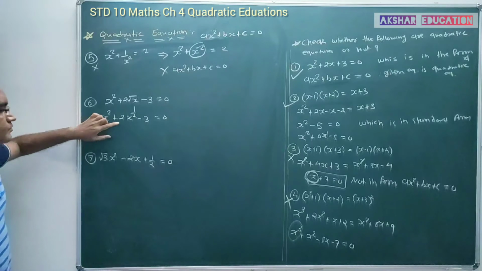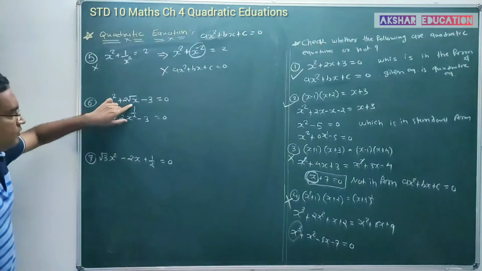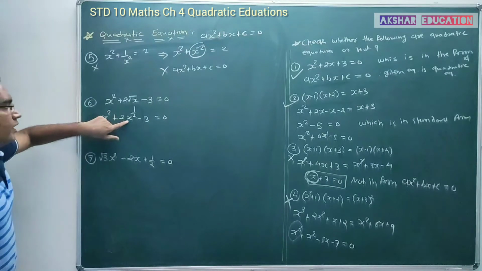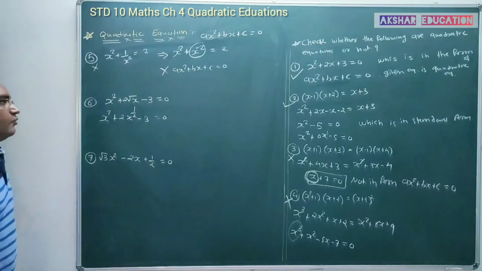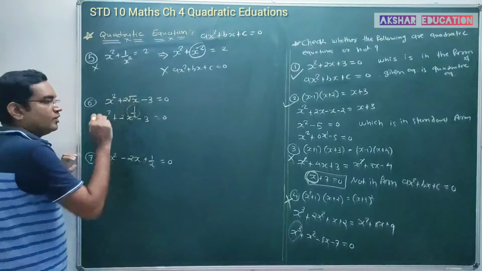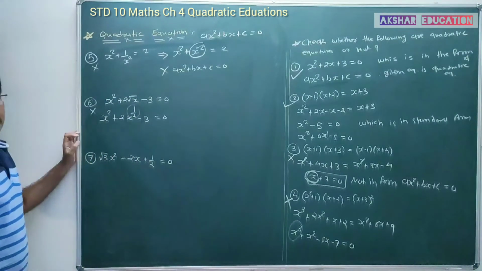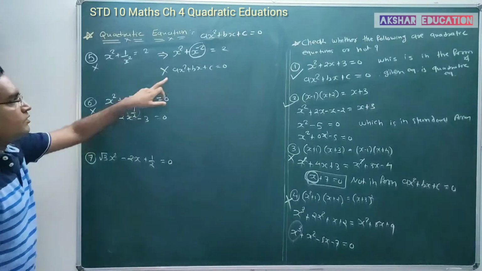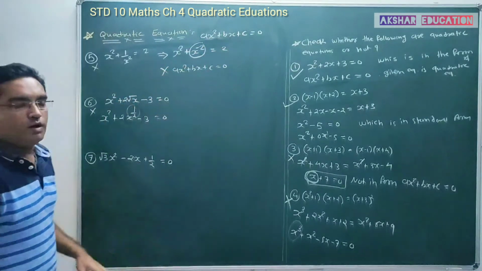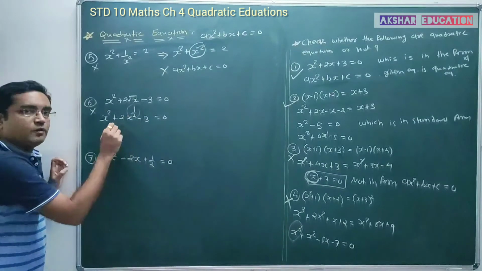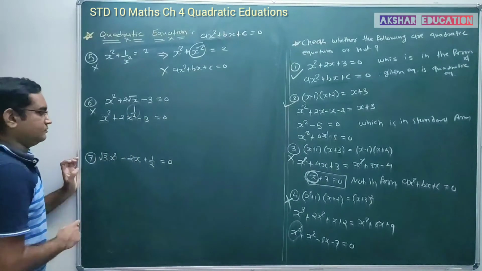The power of variable x is a fraction. The middle term has the power of variable x in fraction form. Fraction power is not allowed, and that's why this given equation is not a quadratic equation. Power must be a non-zero integer, it must be a whole number. 1 by 2 power is a fraction power, and that's why the given equation is not a quadratic equation.